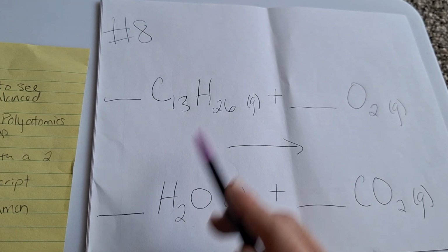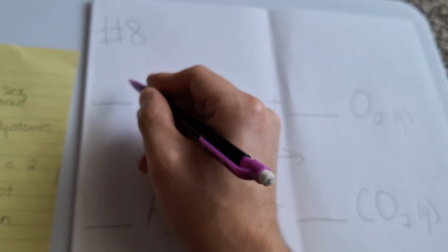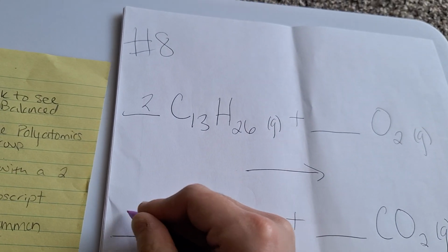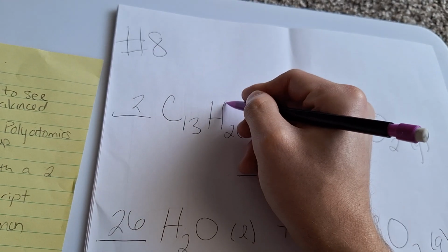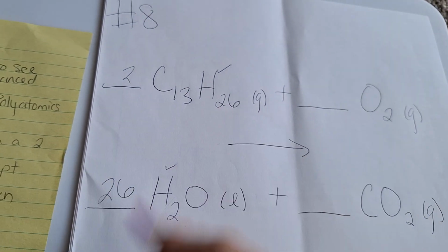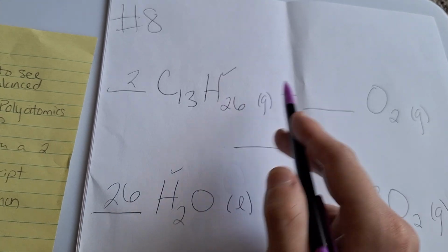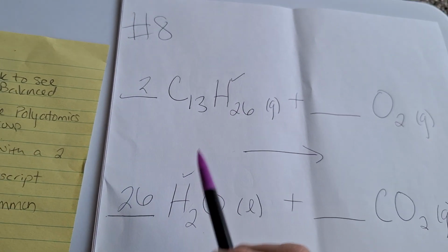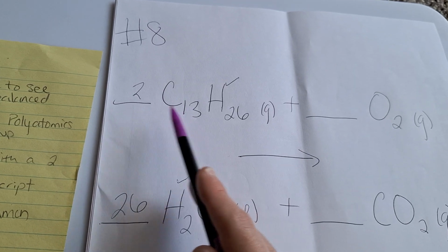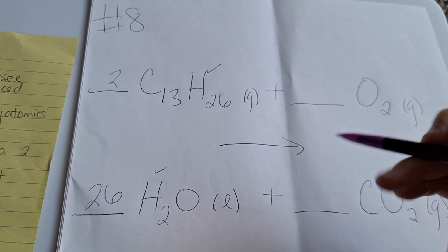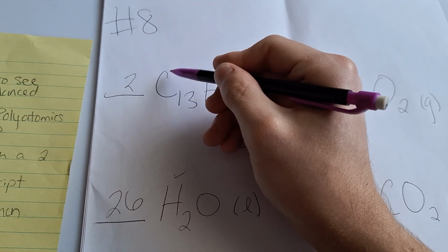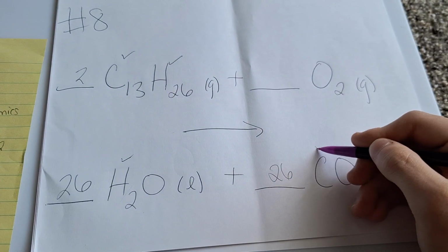So I'm going to do greatest common factor, put a 2 here, and the 26 here, because then you know that your hydrogens are balanced out. That gives you 52 hydrogens apiece, because 26 times 2 is 52. Now that gives you 2 times 13 carbon. 2 times 13 is 26, so we need 26 carbon here. So 26 carbons now balanced out.